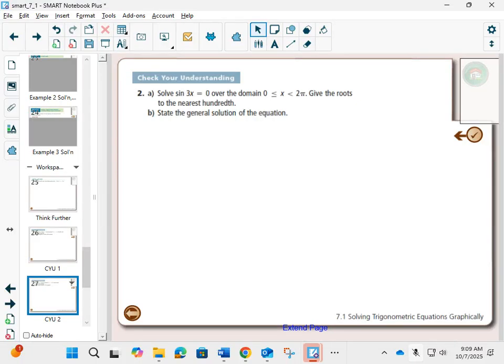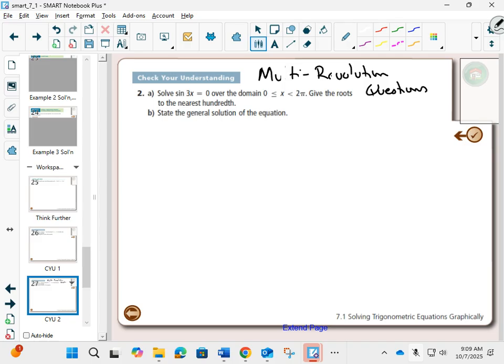So the first major idea we did in this unit was the general solution. And this is the second major idea, and I have a name for these questions. I call them multi-revolution questions. Sometimes if you give something a name, and this is a name that I gave it, it's not like an official math name.